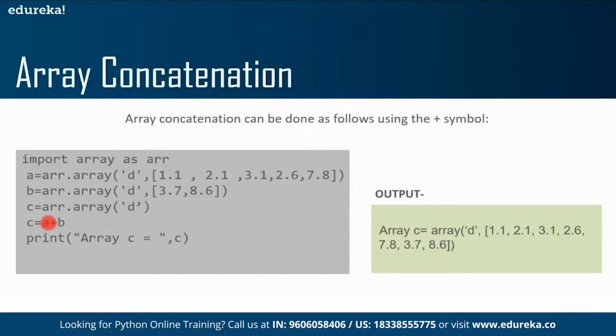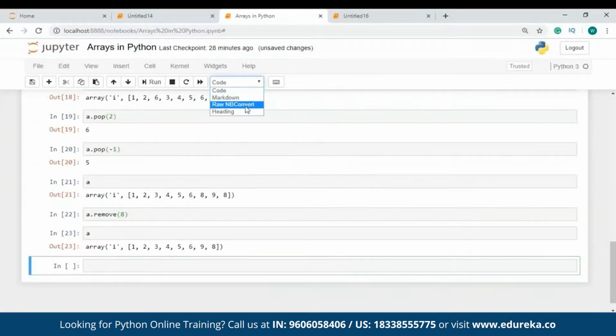And then I've concatenated A and B into my empty array, which is C. As you can see in the output, all the elements present in A and B have been concatenated into my array C. Now let's go to our Jupyter notebook and perform array concatenation.